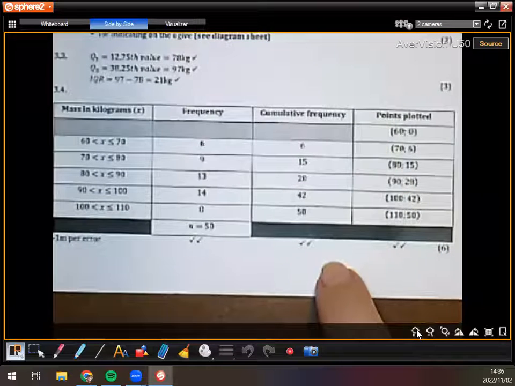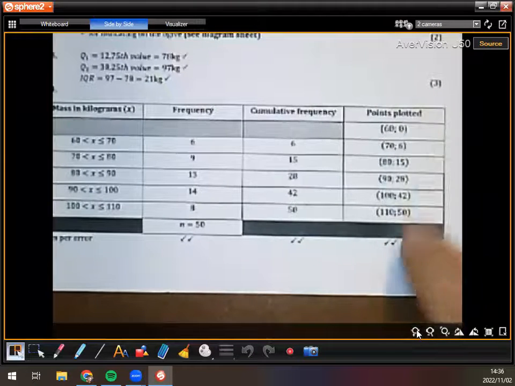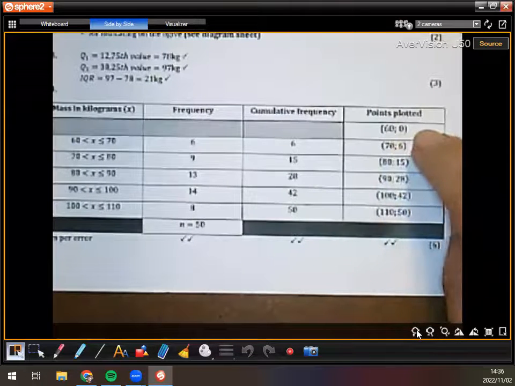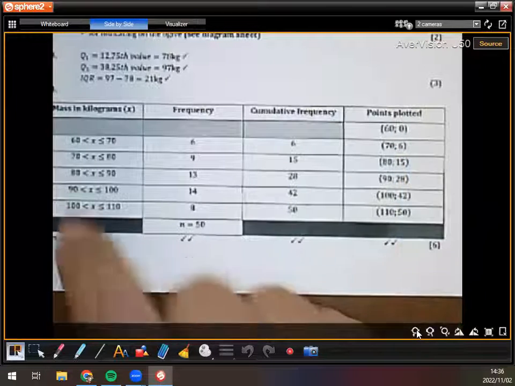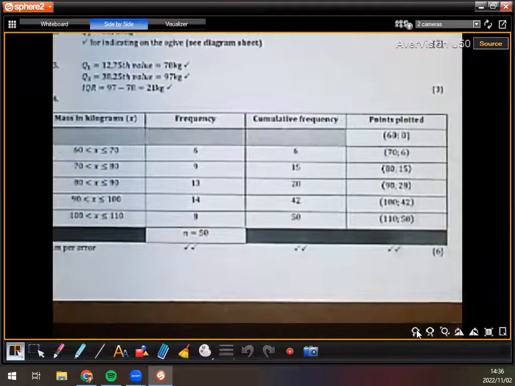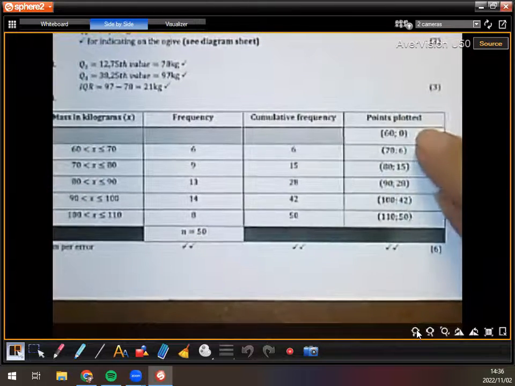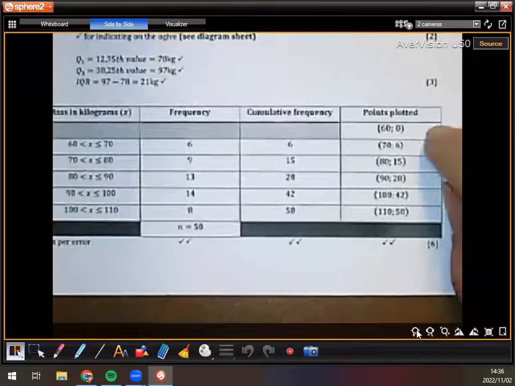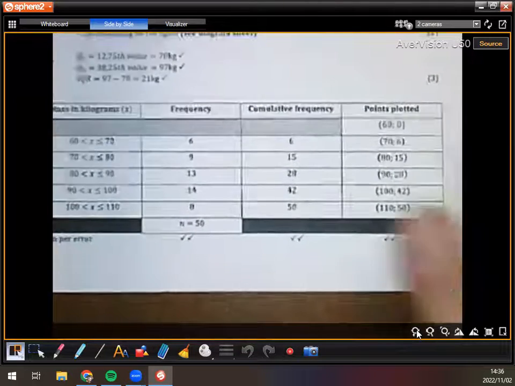Cumulative frequency, it was 2 marks for that column. And then for points plotted, guys, many of you left out this first point. Okay, you have to ground the OVAD at the lower limit of the first interval, which was 60. Alright, so you need to have a point at 60 and 0. If you left that point out, you would have lost 1 more. Okay. So that was the diagram sheet.